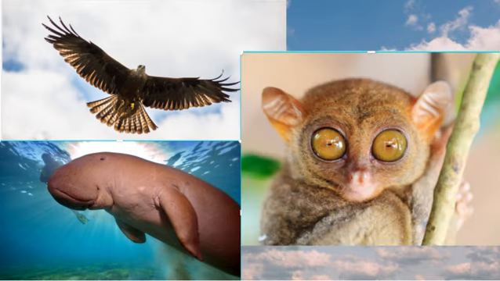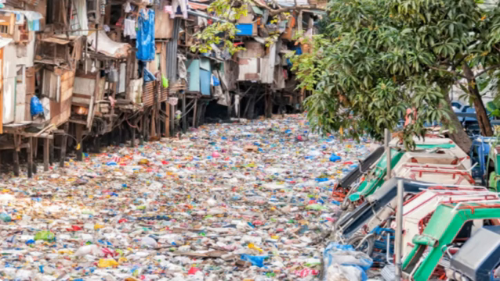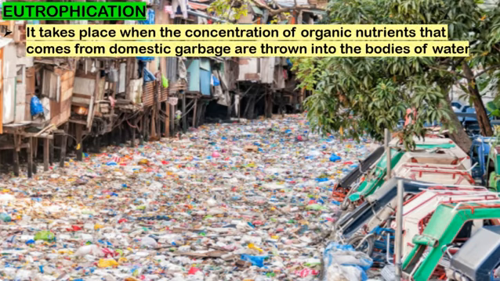A while ago, we talked about deforestation as one of the reasons why animals become extinct. But aside from that, there are other causes. Let's find them. Water pollution. Some people throw their garbage and waste into bodies of water, which will eventually give rise to other effects of pollutants which can harm people and animals. What is that effect? A major problem in lakes, rivers, and ponds is called eutrophication. What do you mean by that? It takes place when a concentration of organic nutrients that comes from domestic garbage is thrown into the bodies of water.